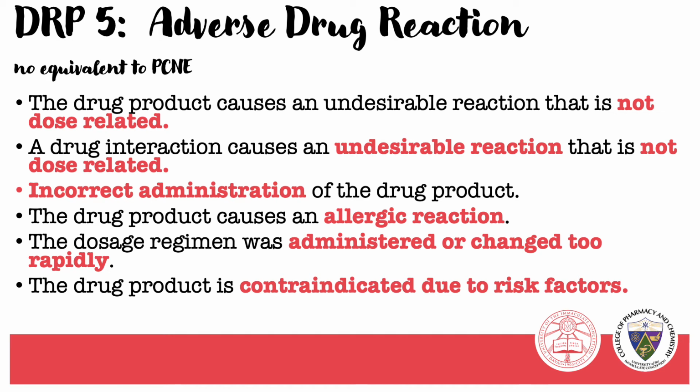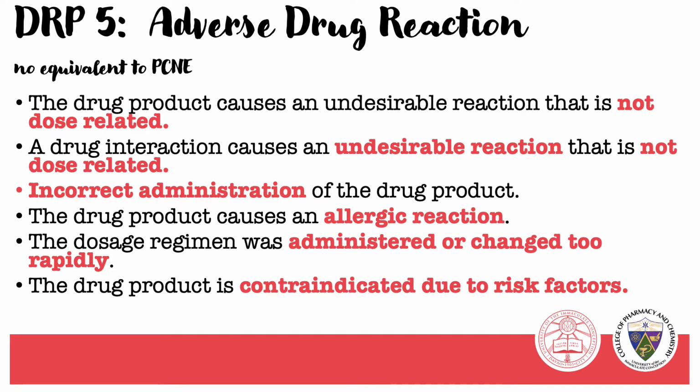This slide is about DRP number 5, which is about adverse drug reaction. This DRP has no equivalent to PCNE version 8. Adverse drug reaction occurs when a drug product causes an undesirable reaction that is not dose-related, or if there is a drug interaction causing an undesirable reaction that is not also dose-related.